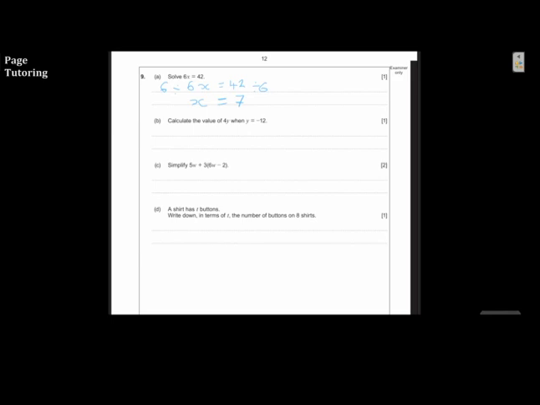9b. Calculate the value of 4y when y equals minus 12. So this is a nice substitution that's trying to trick you. Because if I do 4 and I just slotted that minus 12 in without any brackets, some people would mistakenly put minus 8. But always remember when you're doing a substitution, put in them brackets there, which means 4 times minus 12, which would then give you minus 48.